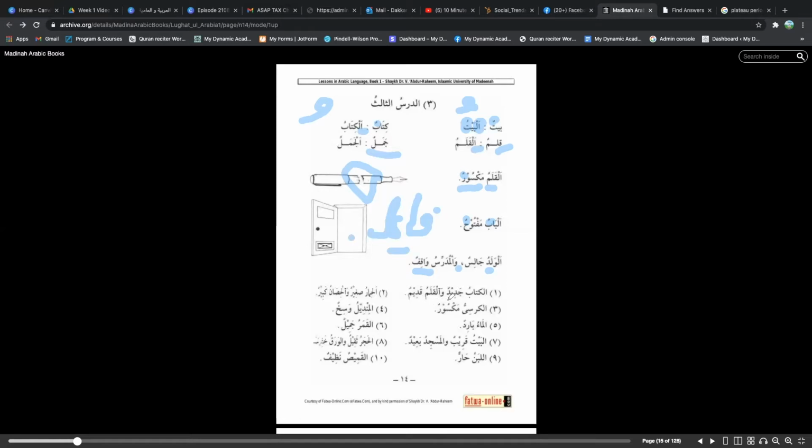Al-kitabu jadidun wal qalamu qadimun. If you remember, inshallah, from the last class, jadid means new. Al-kitabu jadidun, the book is new. Wal qalamu, and the pen, qadimun. The pen is old.